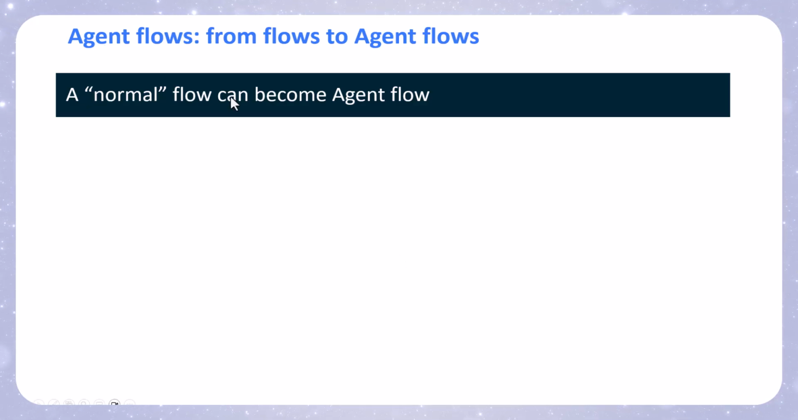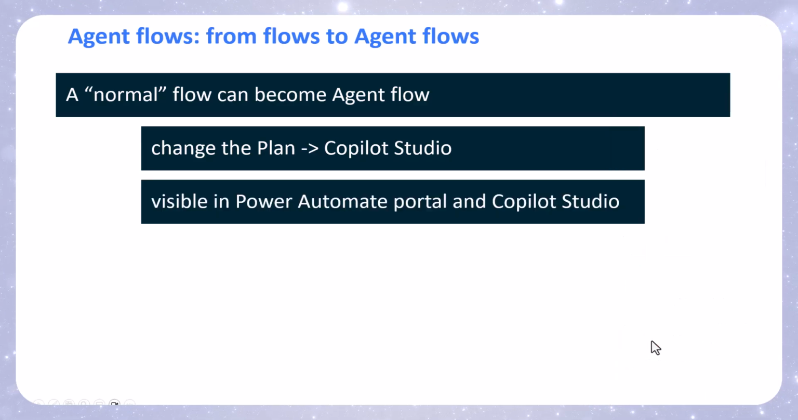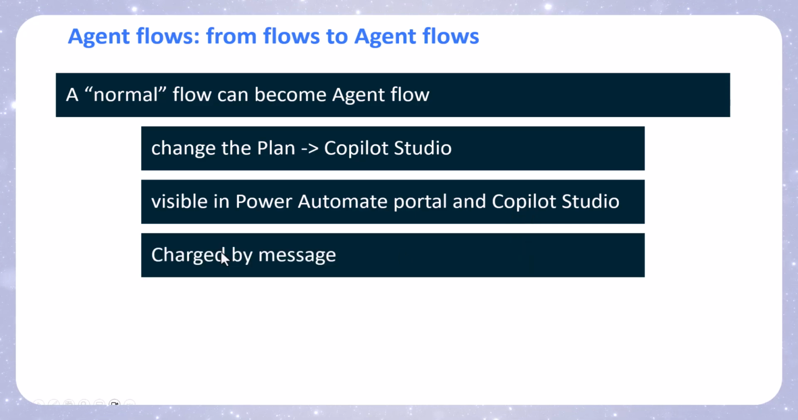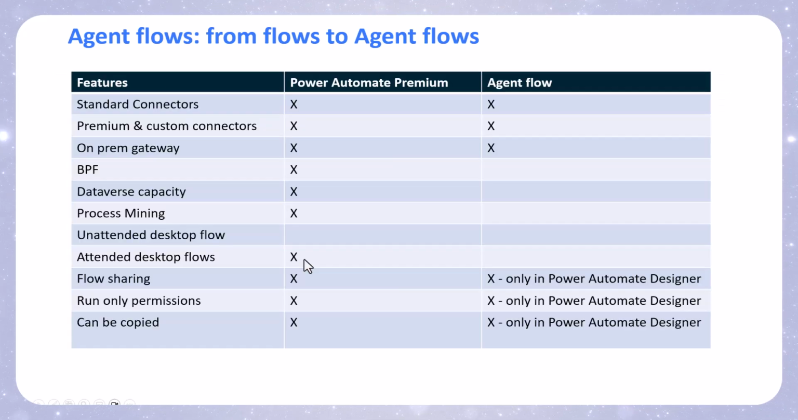A normal flow can become an agent flow. Just create your flow in Power Automate, go to edit details and change the plan. By default, it's Power Automate, and you switch to Copilot Studio. Then it's visible in both portals, Power Automate and Copilot Studio. You'll be charged by message, including AI Builder, right? So you'll be charged by message.